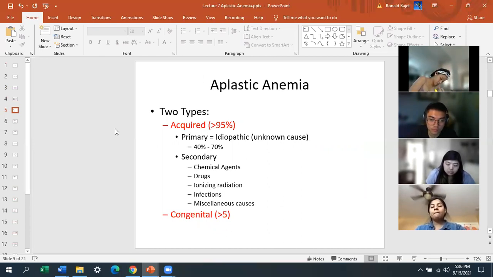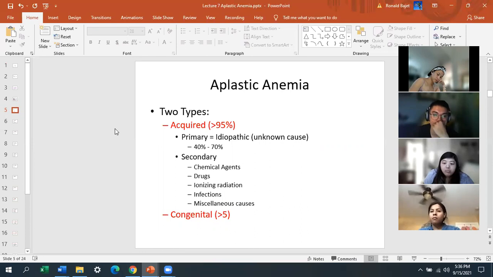The acquired ones are either primary or secondary. Primary meaning idiopathic or unknown cause. Your bone marrow shut down, but the doctor doesn't know why. You have a normal life, you're not exposed to anything, so you're not doing anything out of the ordinary. All of a sudden, your bone marrow decides not to make any more cells. So that's idiopathic aplastic anemia.